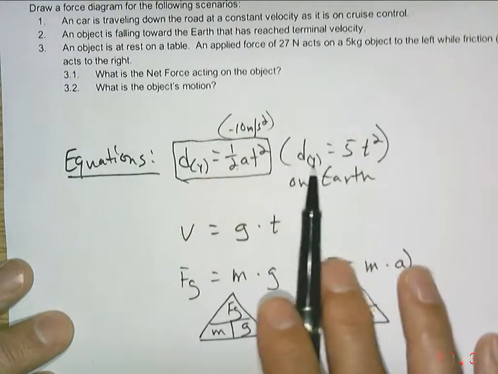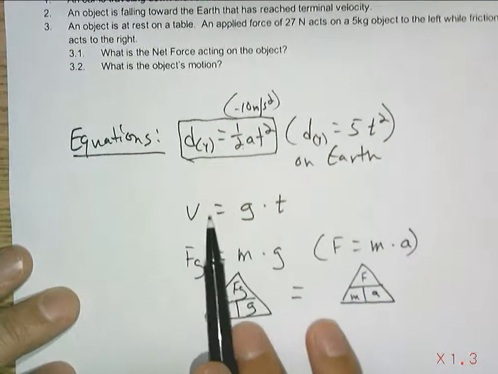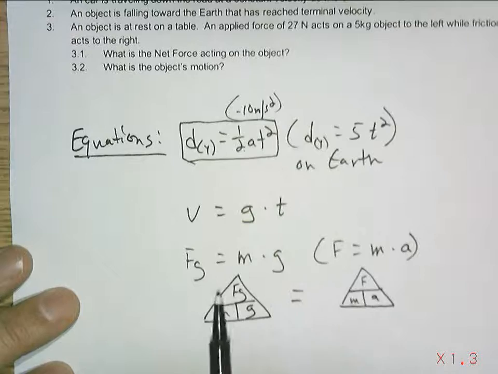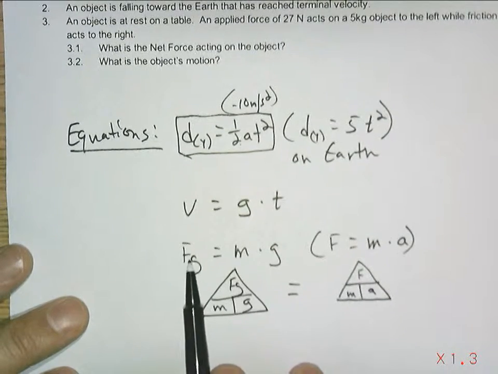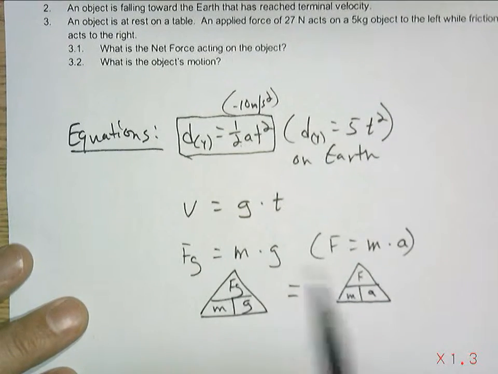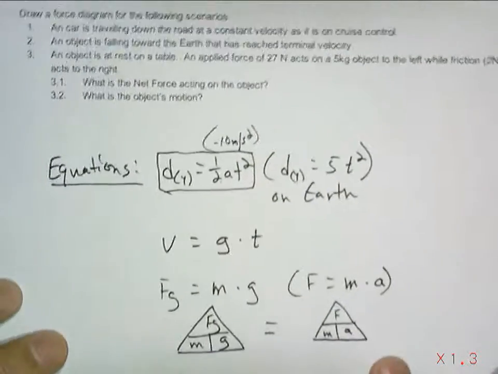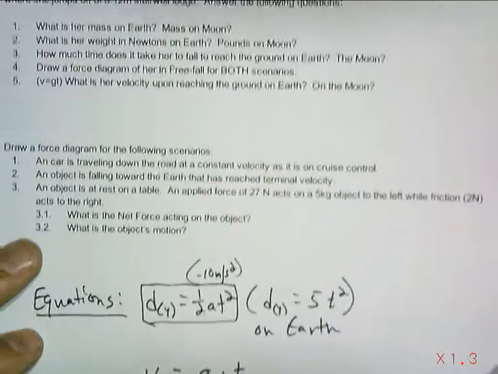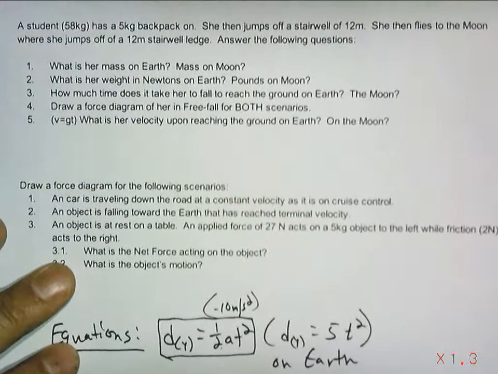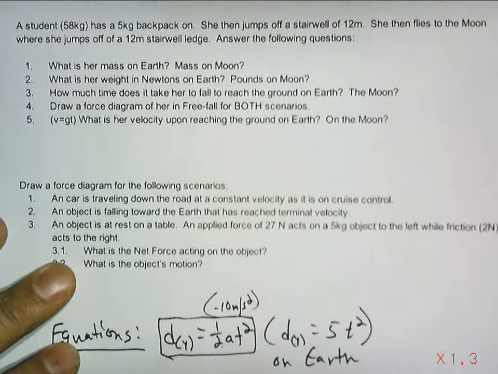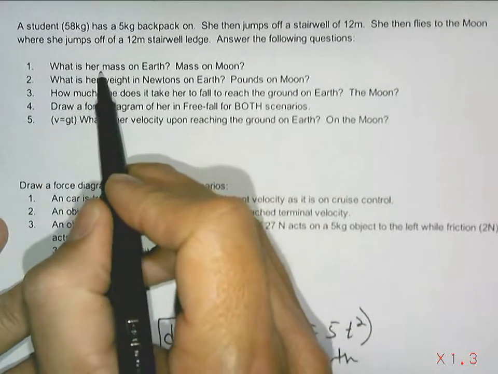For now, we're going to be using the equation d of y equals 5t squared. We'll be using the equation velocity equals gravity times time. We'll be using the equation for weight, f of g equals mg, which is really just a derivative of Newton's second law, where f equals ma. So we're going to go into solving some problems here. At any point you want to review or replay what I'm solving here, go back and re-listen to it. Let's take a look at what the question's asking.